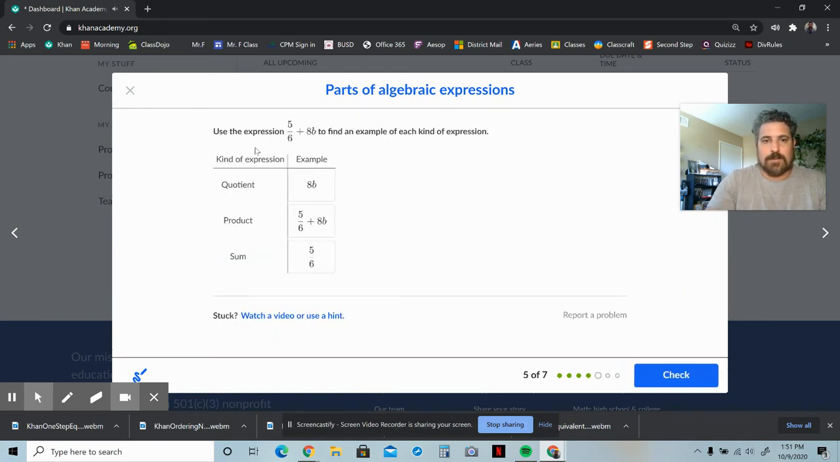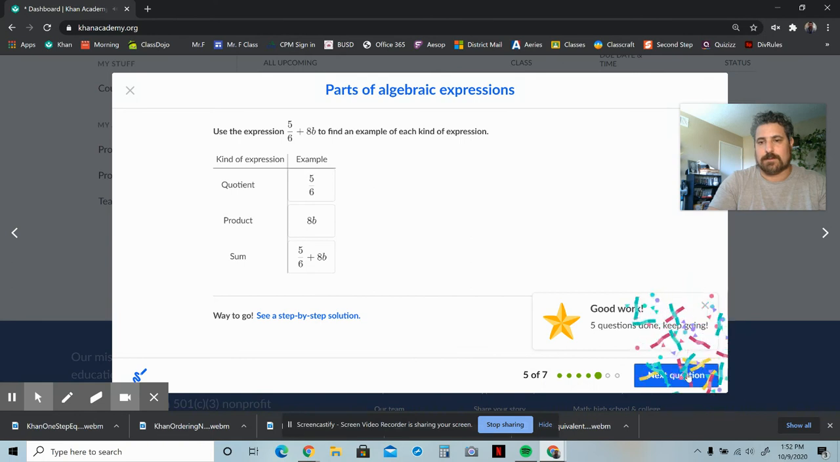All right, this one says, use the expression 5/6 plus 8b to find an example of each kind of expression. All right, so the quotient would be the answer in the division problem, so that'd be 5 over 6. That's the quotient. The product would be 8 times b, because 8 times b is 8b, which is a product. It's the two things we multiply together. And the sum would be the sum of 5/6 and 8b, which is right there. So that's how you do it.